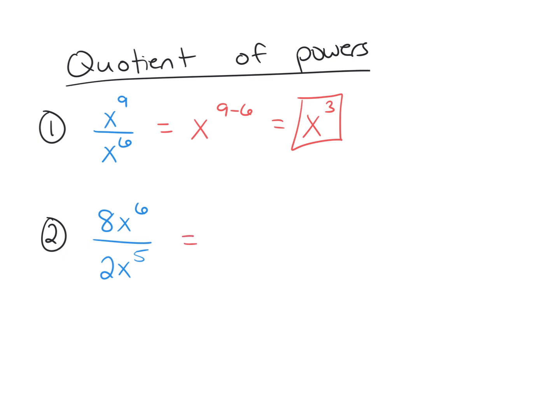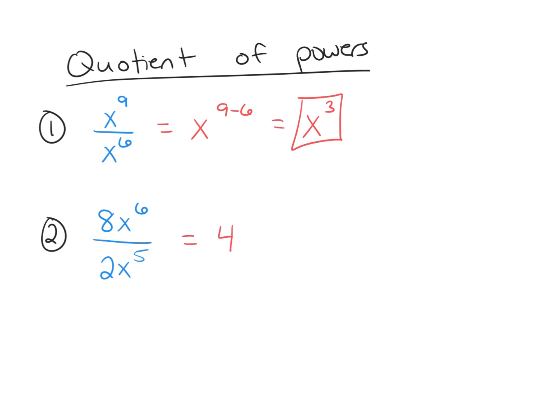All right. With this, what do you notice about this one compared to number 1? There's a number in front, okay? But do we still have similar bases? Yes, okay? What do we do with these two numbers, do you think? We're going to divide them. 8 divided by 2 is 4, okay?